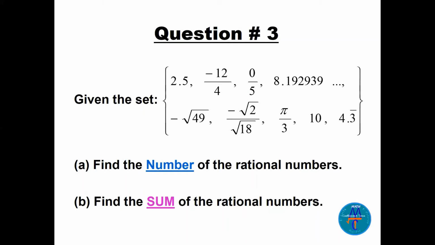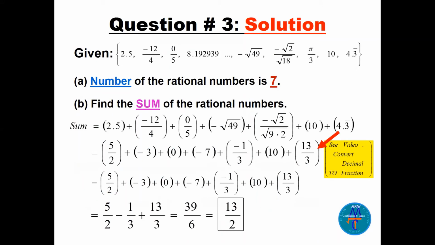Okay, now since you have finished, let me show you. Now the answer you should get is 13/2. That's the sum. I will explain now in detail, but that is the sum, 13/2. Let's see the numbers here. Find the number of the rational numbers.